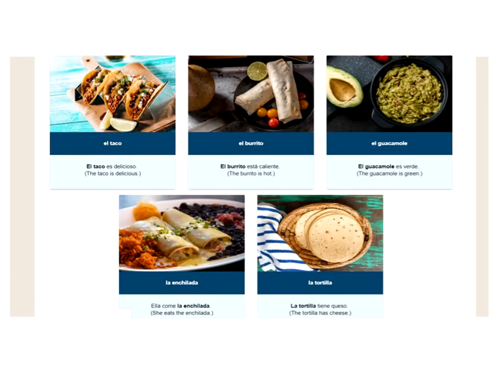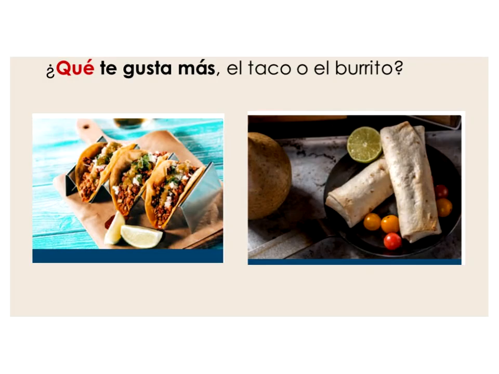And then it gives you some examples. Guacamole, el burrito, el taco, la enchilada, la tortilla. All of these we use when we have our Taco Tuesday. ¿Qué te gusta más, el taco o el burrito?